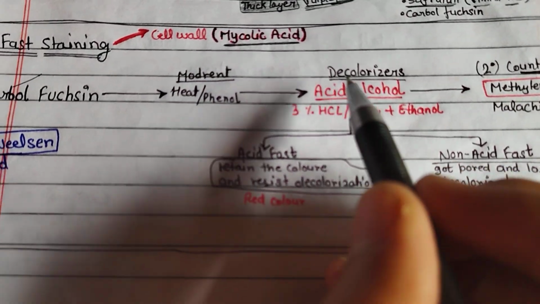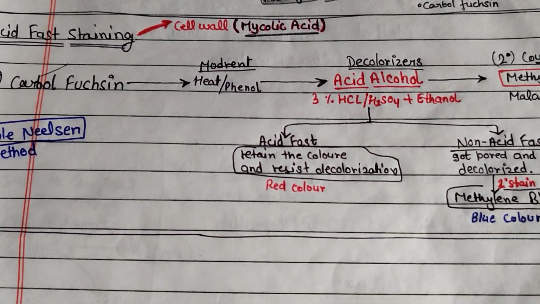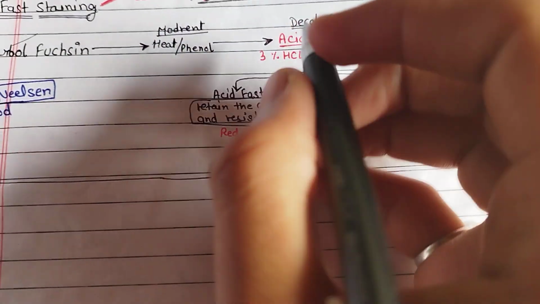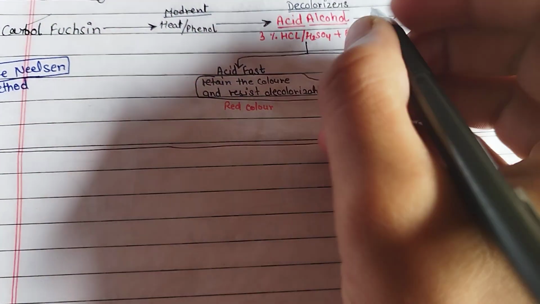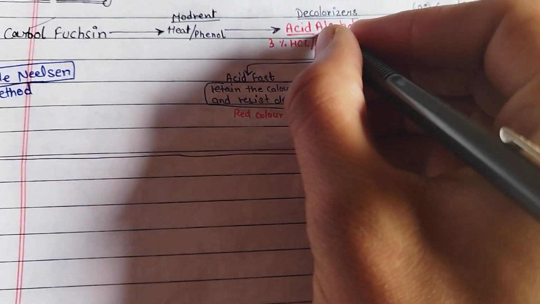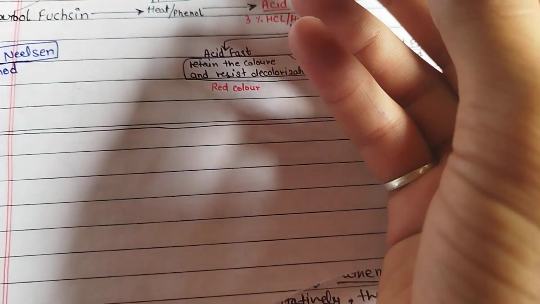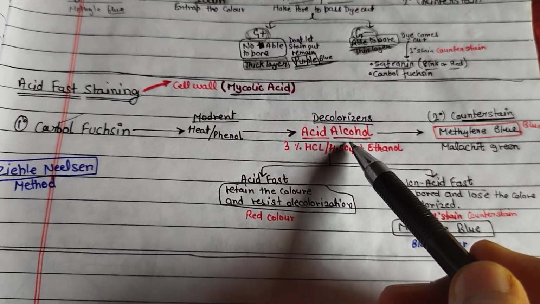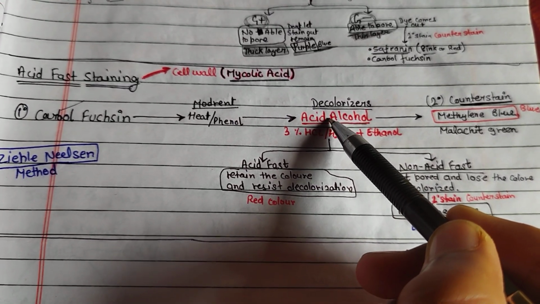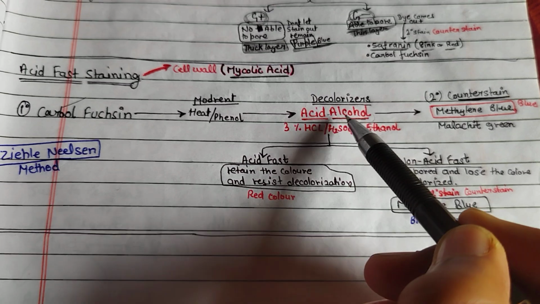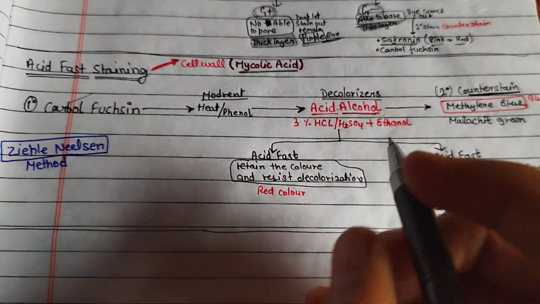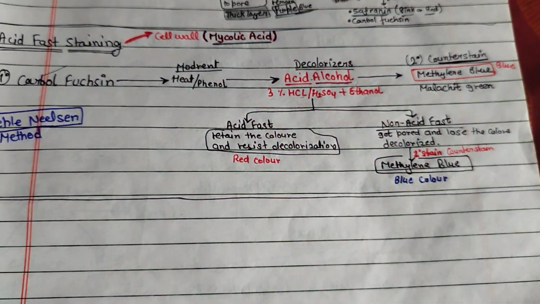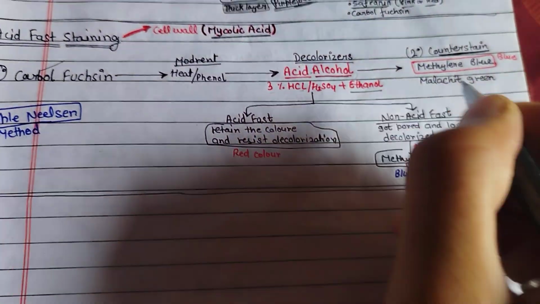Now we use here decolorizers to test whether the dye will come out or not, right? So we use a specific type. We use alcohol, as we used in gram staining as well. Now we are using alcohol plus some amount of acid, so that's why we call it acid alcohol. We can use 3% HCl or H2SO4 plus ethanol, which is alcohol, right?